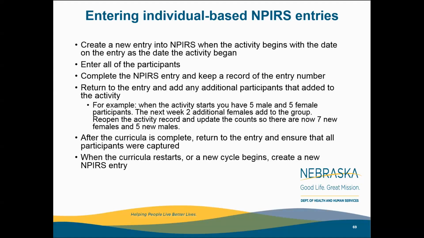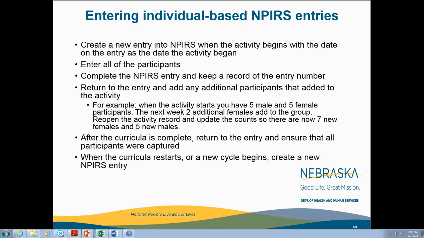So what we want you to do is, if you have a program that recurs over time, let's say an activity that runs over an 8-week period, you would want to enter that activity once and then go in and change the demographics of the participants that are participating in that activity, and not create a new record every time, because that will be duplicating those people. And when I mentioned before about coalition meetings, this is what I was talking about.